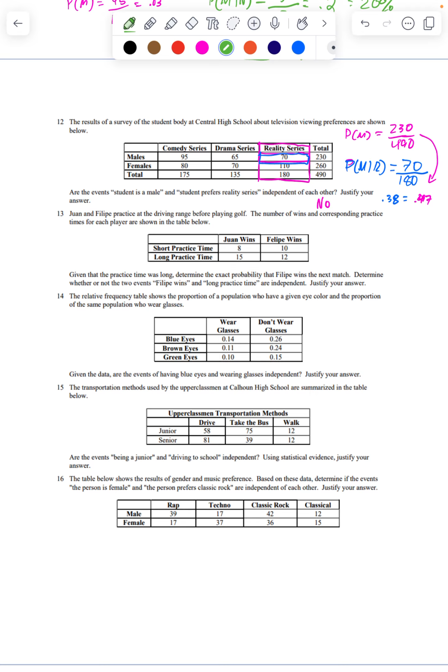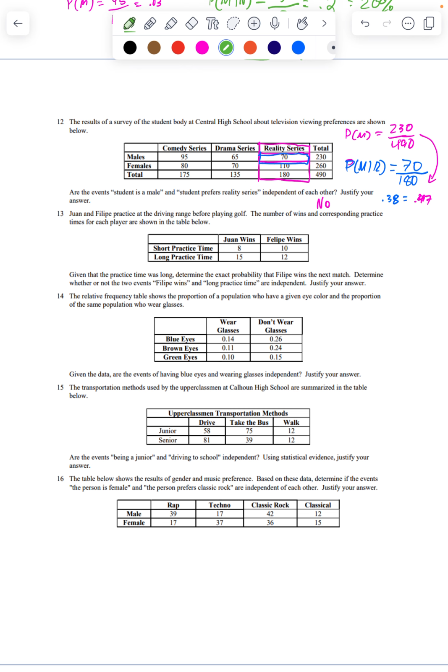All right, 13. Juan and Felipe are driving at practice at the driving range before playing golf. I've never played golf before, I don't know if this is what people do. The number of wins and corresponding practice times for each player are shown in the table below.